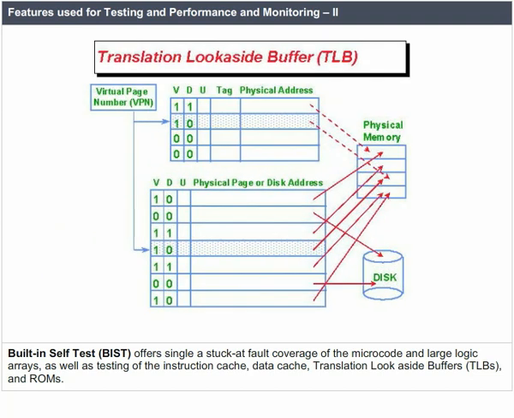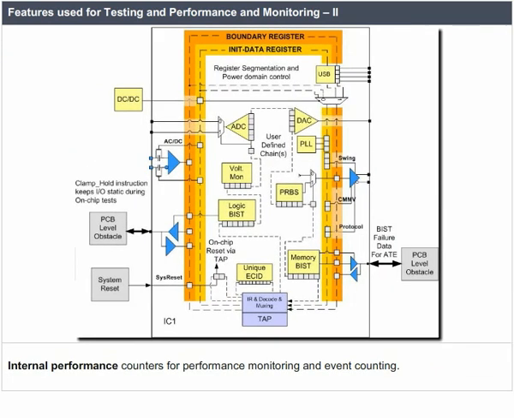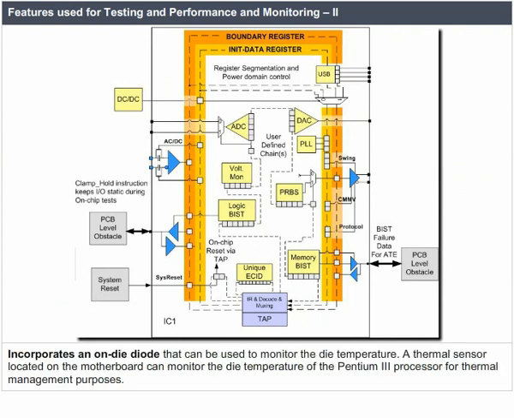The IEEE 1149.1 standard test access port and boundary scan mechanism facilitates testing of the Pentium 3 processor and system connections through a standard interface. Internal performance counters are provided for performance monitoring and event counting. It incorporates an on-die diode that can be used to monitor the die temperature. A thermal sensor located on the motherboard can monitor the die temperature of the Pentium 3 processor for thermal management purposes.